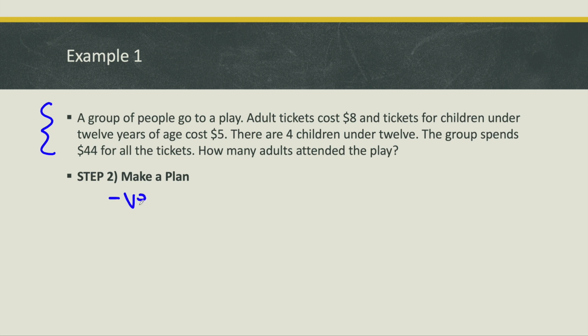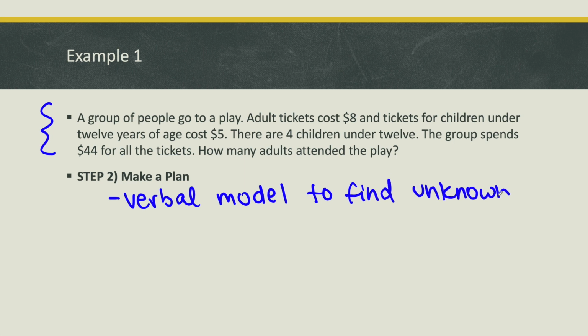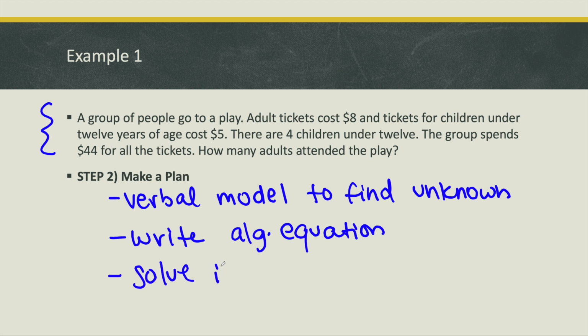So we write a verbal model that represents what you want to find out, to find the unknown. And then we have to write the equation. Algebraic, let's write the algebraic equation. And lastly, we just simply solve it. And then again, we have to check back, but that's another step to make sure. Okay, so that completes step 2, and you can move ahead.